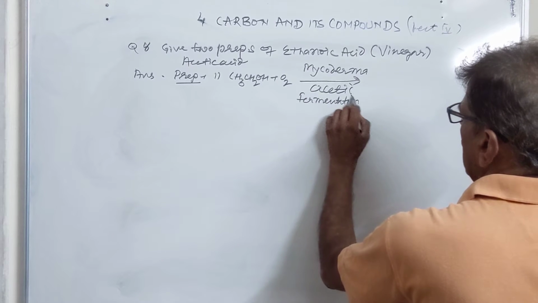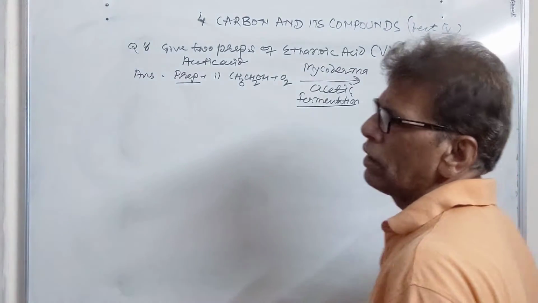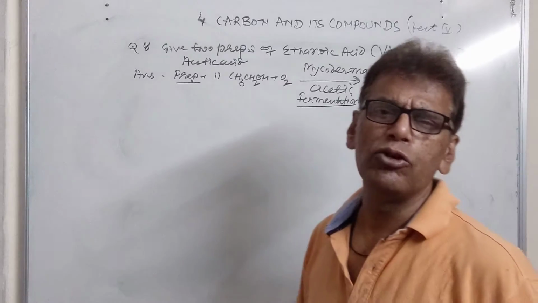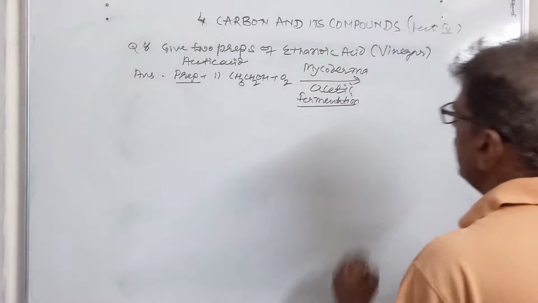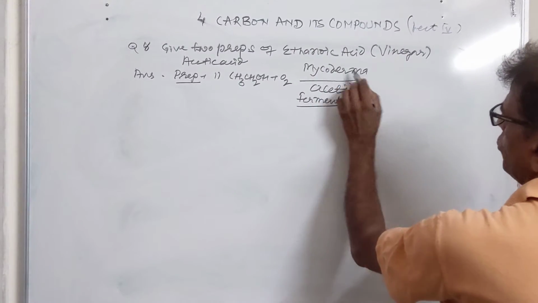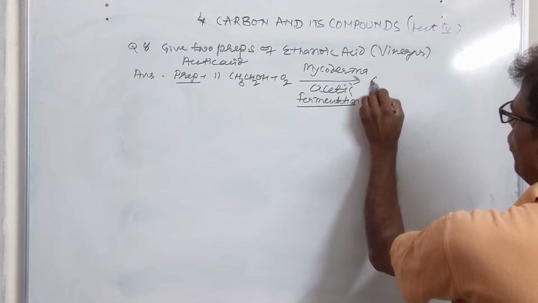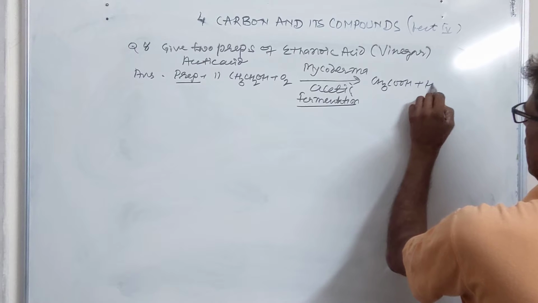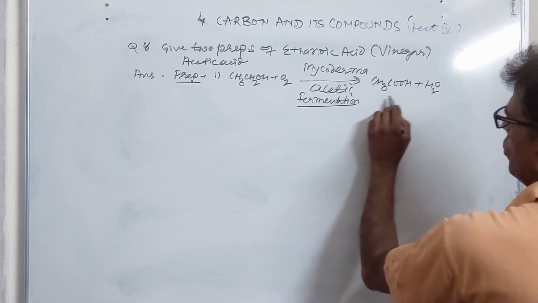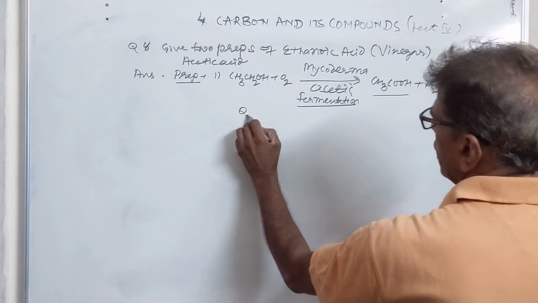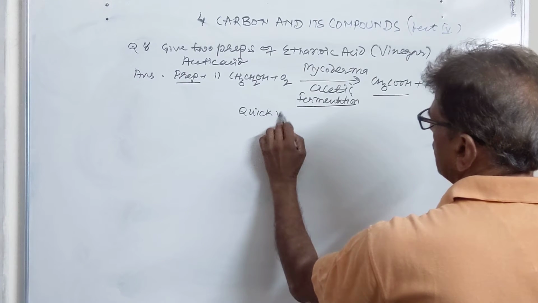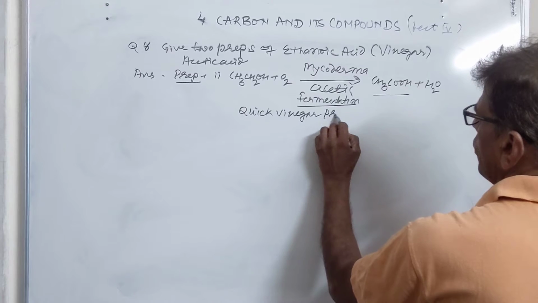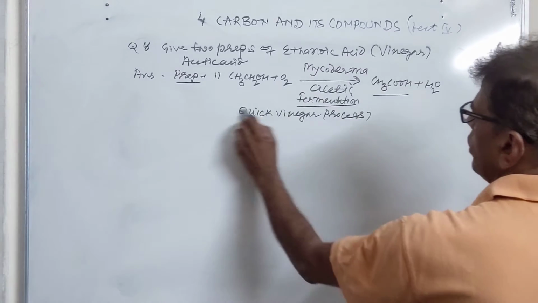Fermentation is the technique where higher compounds containing more carbon are degraded to smaller compounds by the application of enzymes produced by these microorganisms, and this changes into carboxylic acid along with water. This reaction is called the quick vinegar process, because by this method we get quick production of vinegar.